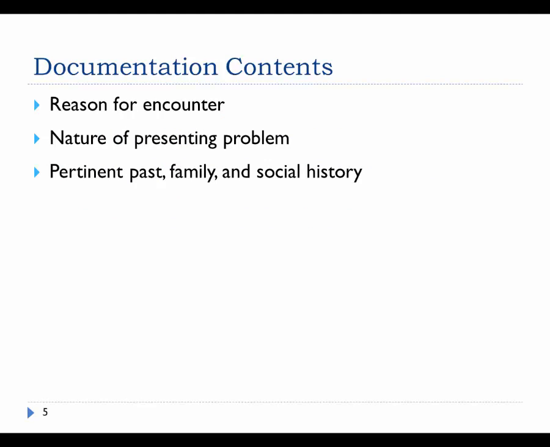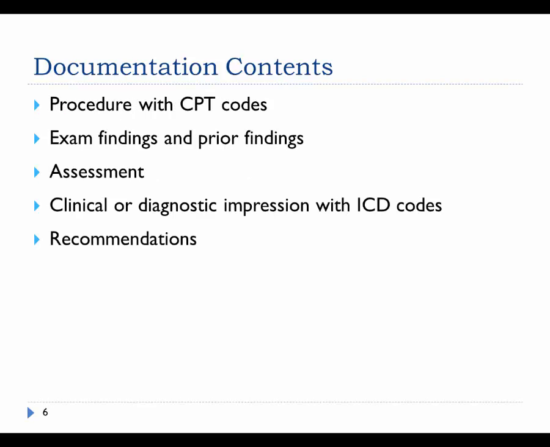The reason for the patient's visit must be specified regardless of the nature of the encounter. On an initial encounter, the nature of the presenting problem and pertinent past, family, medical, and social history must be documented. Documentation must include the procedures performed using CPT codes and the diagnoses and disorders using ICD-9 codes. The patient's record must also include current and prior findings, assessment, clinical or diagnostic impressions, plan of care, rationale for recommendations of care, and decisions and documentation of progress for any changes in treatment.